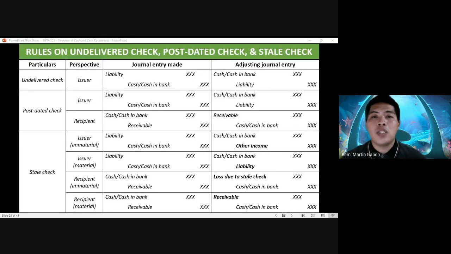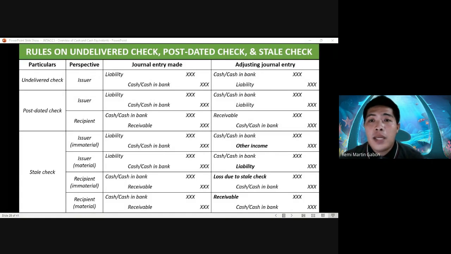So since walang actual delivery and we have to come up with the correct amount of cash, we have to adjust our records by reversing. As an adjusting entry, we have to reverse the journal entry made. We debit cash or cash in bank and credit liability. As simple as that. Again, on the part of the recipient, wala po tayong problema dyan. If we are the recipient, wala tayong problema sa undelivered check because in the first place, wala naman tayong na-receive na check.